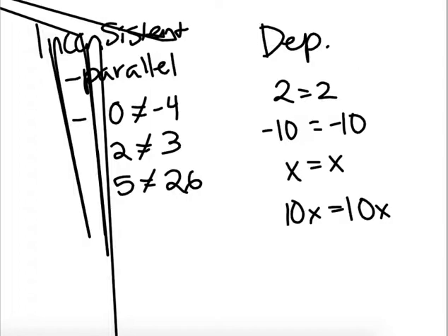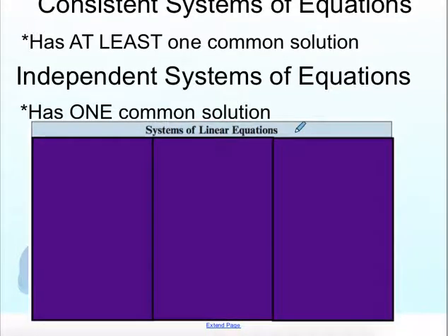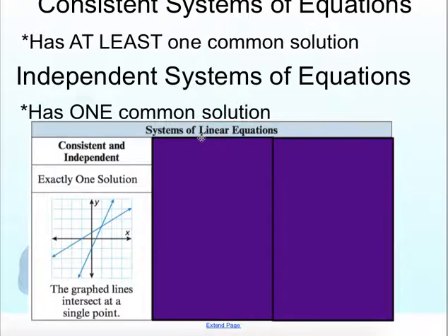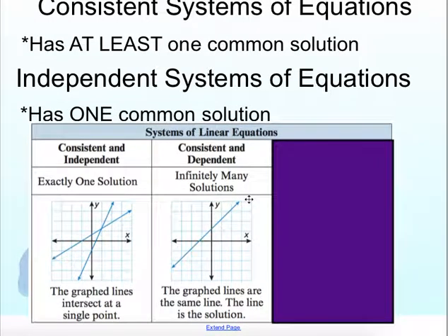So those two plus my typical system of equations are 3 different types. So number 1, we have my consistent and independent. Remember that consistent means that it has at least one solution. Independent means it has exactly one solution. Okay, so these are consistent and independent when we have our intersection for these two lines.